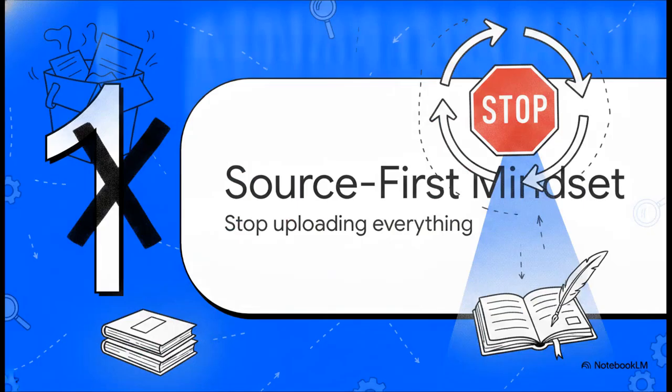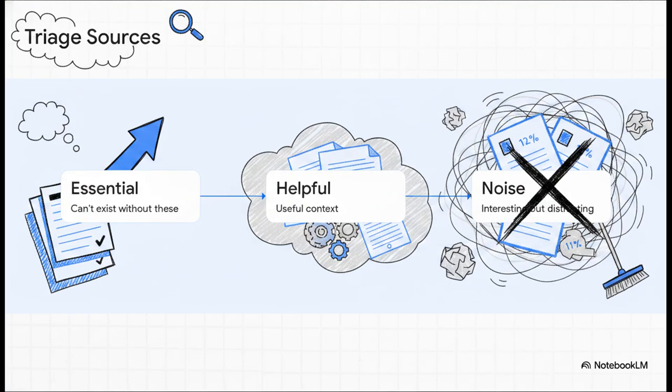All right, part 1, the source-first mindset. Simply put, stop uploading everything. See, NotebookLM doesn't actually distinguish between background material and hard evidence. It treats everything you upload as equally important. So you have to triage your sources into 3 specific buckets. First up, essential. These are the primary data or final reports you absolutely cannot exist without. Second is helpful, which is useful context you might want to add in later if you need it. And third is noise. Interesting, sure, but ultimately distracting.